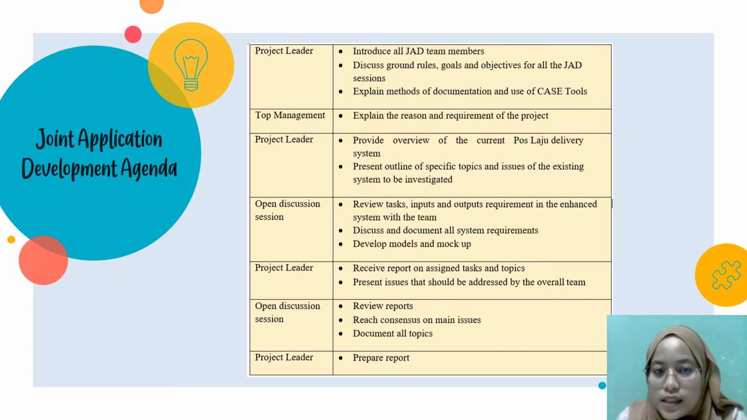In the open discussion session, we review tasks, inputs, and outputs requirements in the enhanced system with the team. And then we discuss and document all system requirements. Next, develop models and mockups. And then the project leader receives reports on assigned tasks and topics, and presents issues that should be addressed by the overall team.